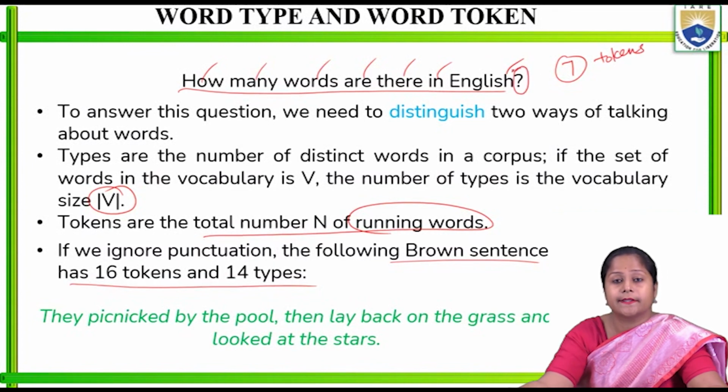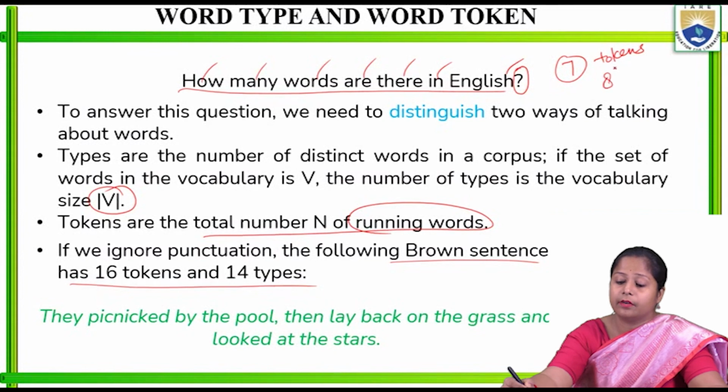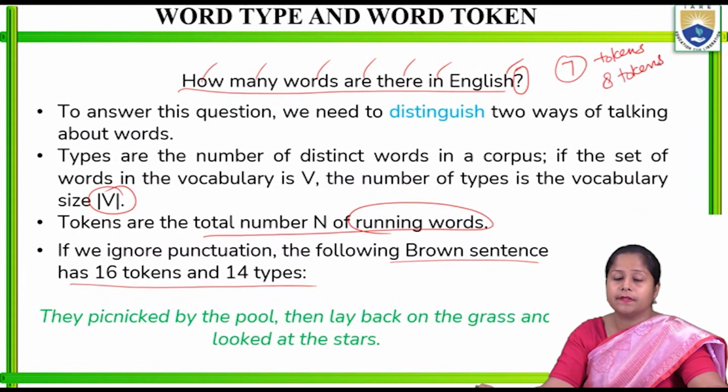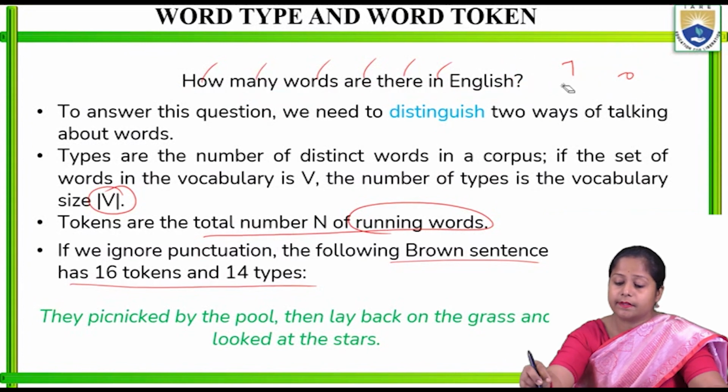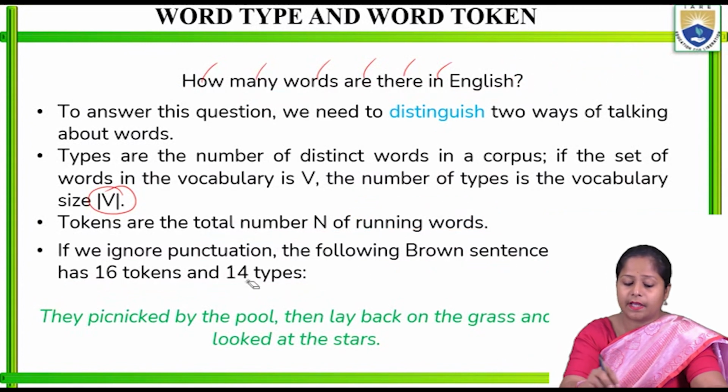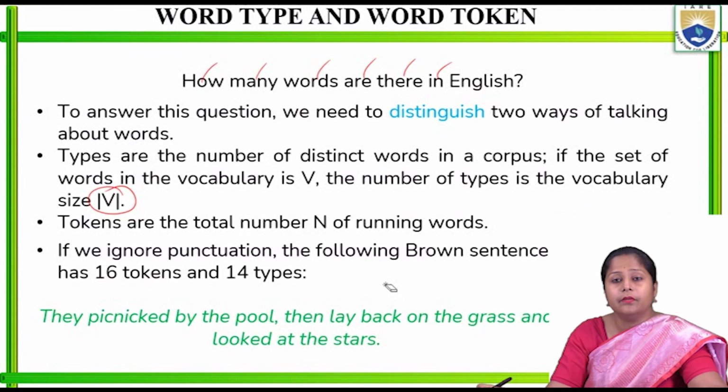If I consider the exclamation mark, there are 8 tokens present in this particular sentence. Let's consider this sentence given as an example from the Brown corpus.